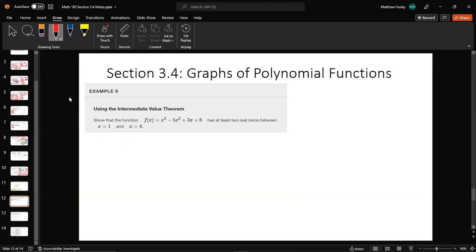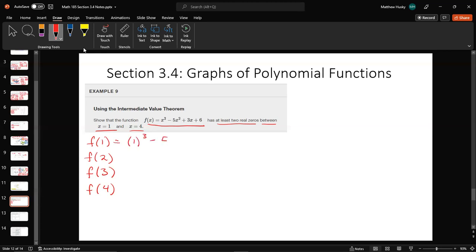All right. Anyway, show that the function, so here's the function, x cubed minus 5x squared plus 3x plus 6, show that it has at least two real zeros between x equals 1 and x equals 4. So what does that mean? Well, here's what we're going to do. Let us find f of 1, f of 2, f of 3, and f of 4. So we're basically just going to start at 1, go to 4, and plug them in and work out this function for each of these values.